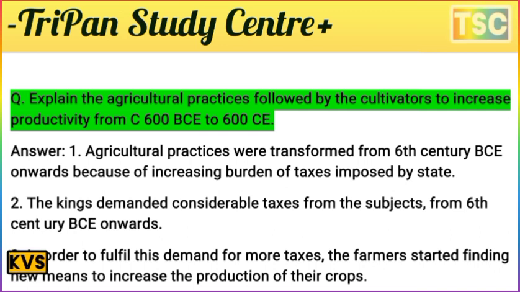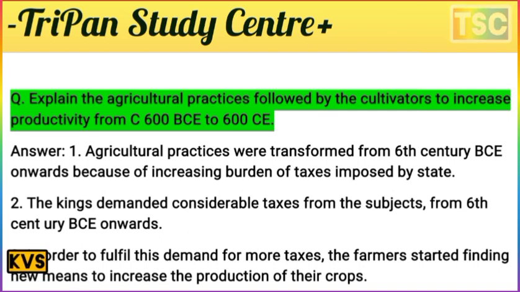Agricultural practices were transformed from the 6th century BCE onward because of the increasing burden of taxes imposed by the state. The kings demanded considerable taxes from the subjects from the 6th century BCE onward.